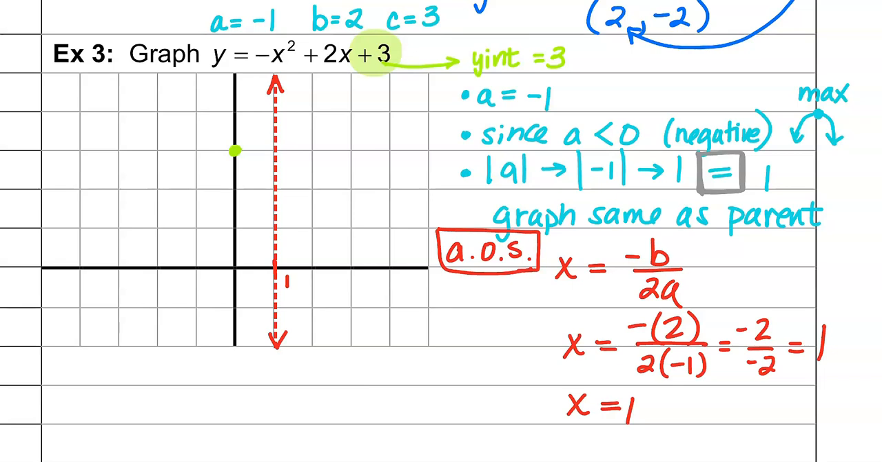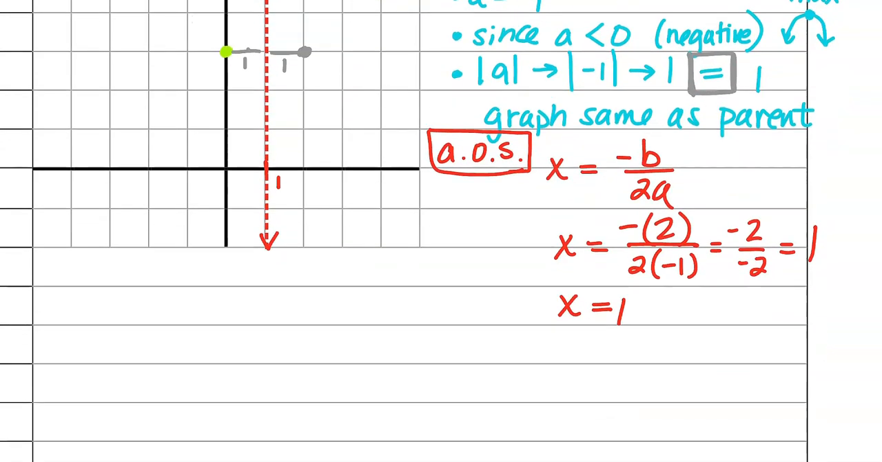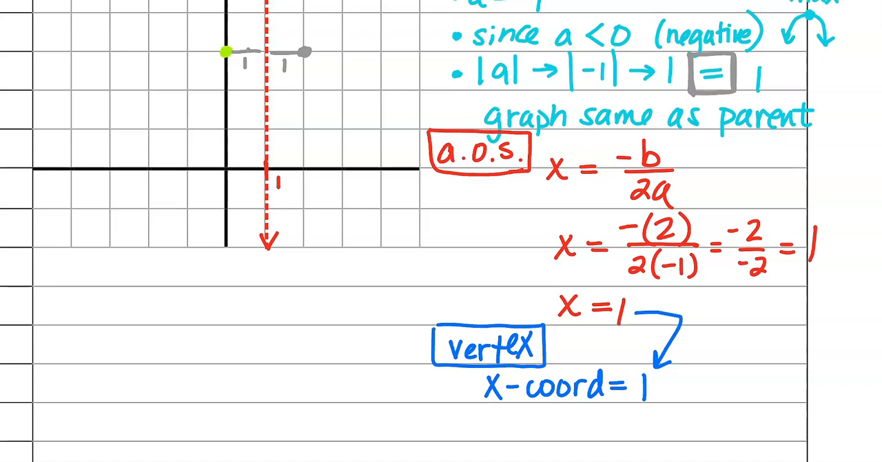Now that I have the axis of symmetry, and we have the y-intercept, right? We know this is a distance of 1 here. If I go a distance of 1 on the other side, I have another point. We can do that right away. So that's super good. I can find the vertex now. What's the x-coordinate of the vertex going to be? 1, because it's the same as the axis of symmetry, right?